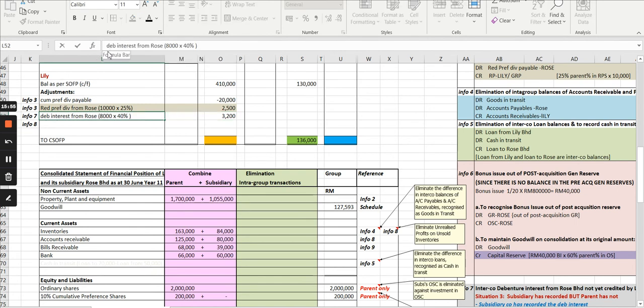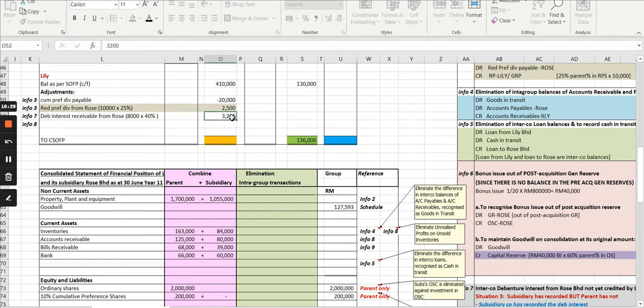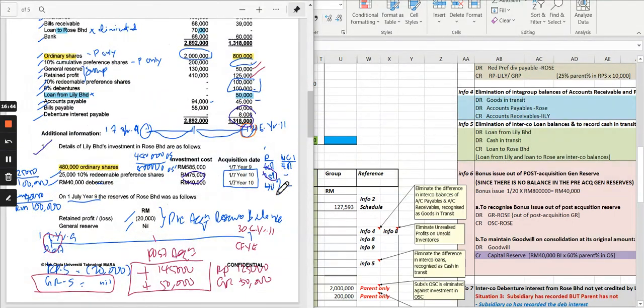So debenture interest here is debenture interest receivable. Why receivable from rows? Because when earlier rows declare the debenture interest here, let me just show you this one, the one here, 8,000. Parent has its share of debenture interest income. So how much? 25% refers to the preference share, the acquisition of preference share. But for the debenture, that was 40%. You can check that again. Here is 40%. 40,000 from 100,000.